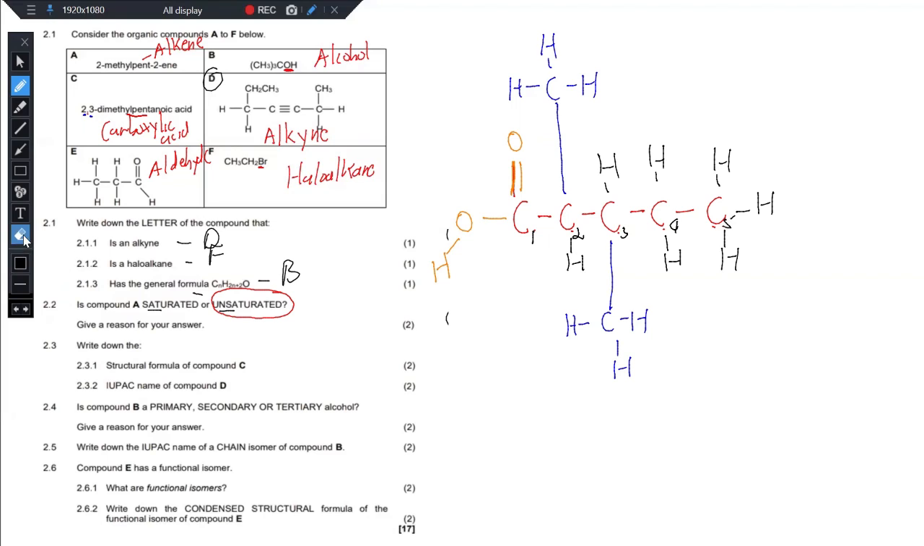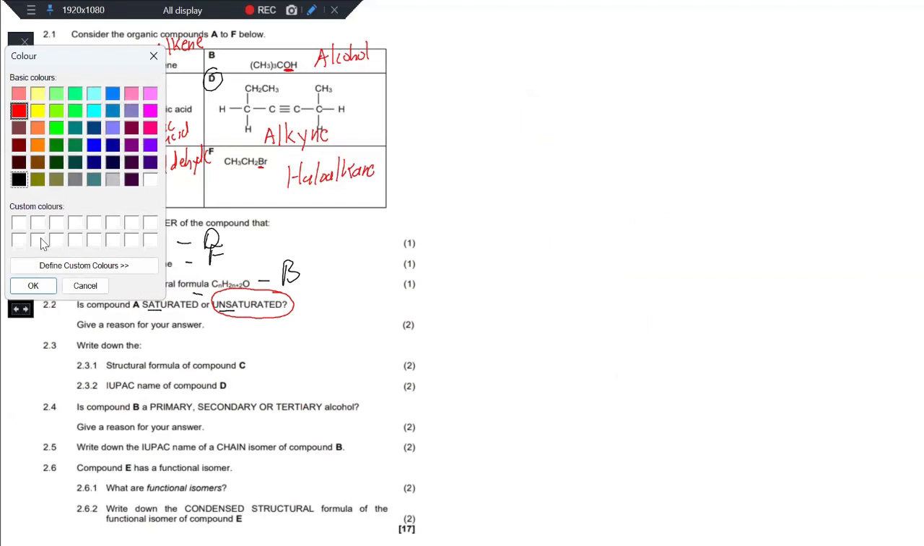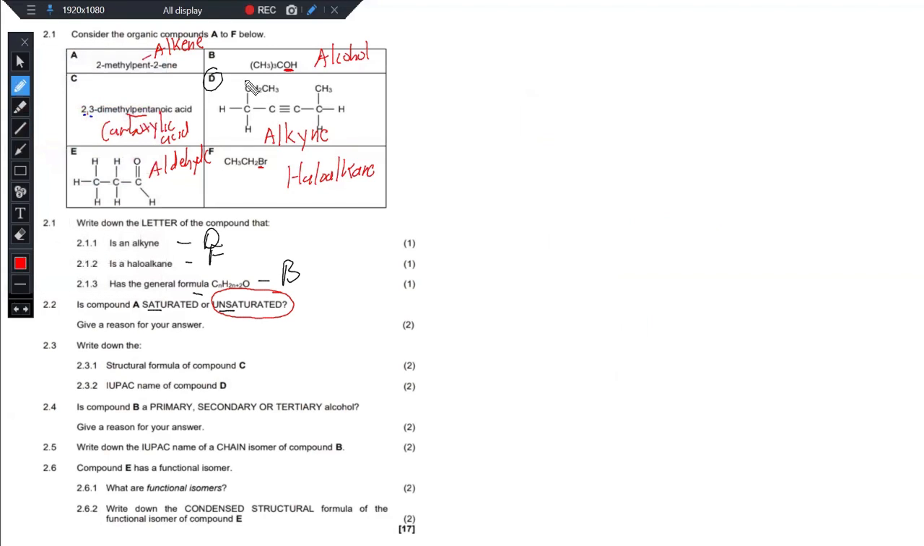And then, okay, we have the IUPAC name of compound D, right? So where is compound D? Note with compound D there that we do not have a branch. A lot of you, when you see this, you think this is an ethyl branch, but then you can't have a branch at the corner there.